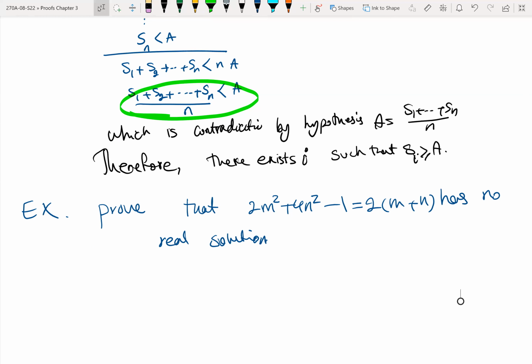And I guess what you would want to argue there is that 2mn minus 1 is greater than 2m plus n, or it's greater than 2 actually. There's a contradiction saying that there is a real solution.